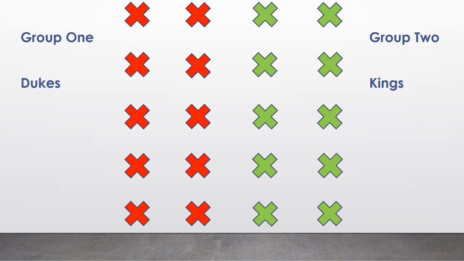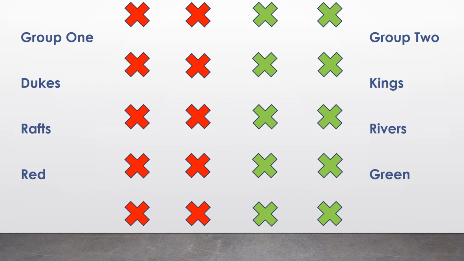So for Huckleberry Finn, I might call them the Dukes and the Kings in reference to those conmen characters in the novel. I've called them the Rafts and the Rivers before. For the purposes of this discussion, I'm going to just call them the Red Group and the Green Group.